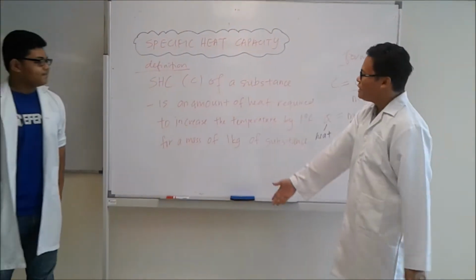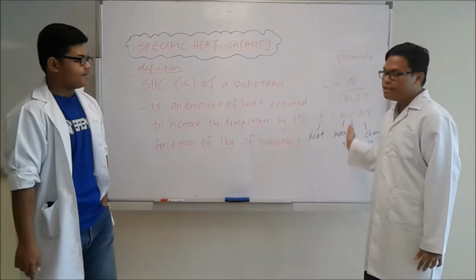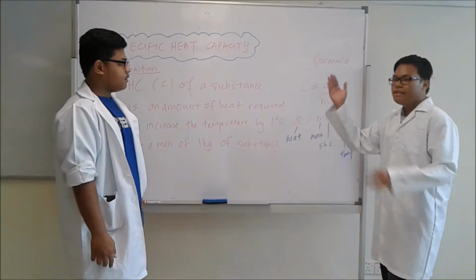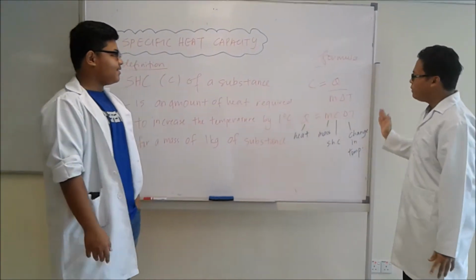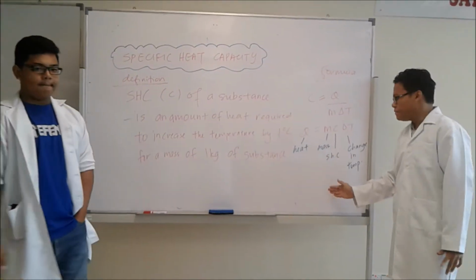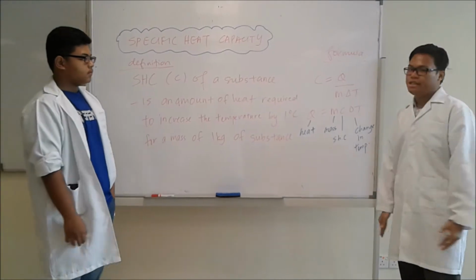Okay, the specific heat capacity of a substance is the amount of heat required to increase the temperature by 1 degree Celsius of a mass of 1 kilogram of substance. And for specific heat capacity, we use the formula Q equals mc delta T, where Q is heat, m is mass of substance, c is the specific heat capacity, and delta T is change in temperature.